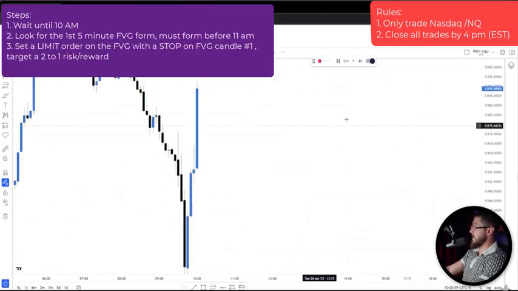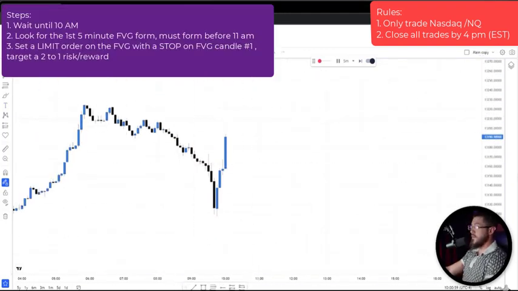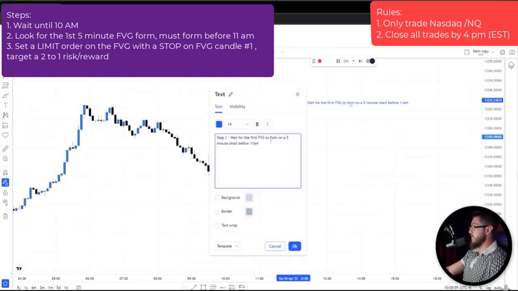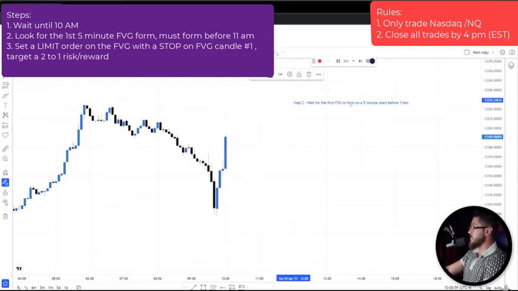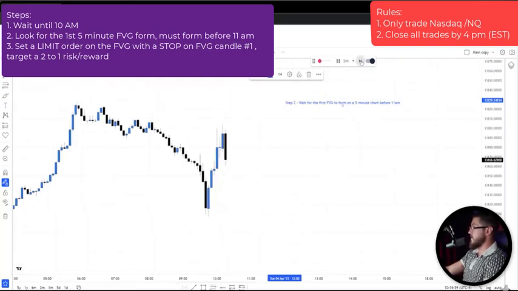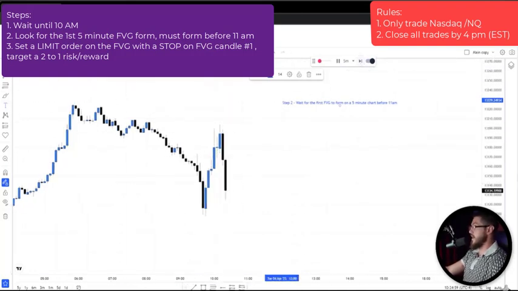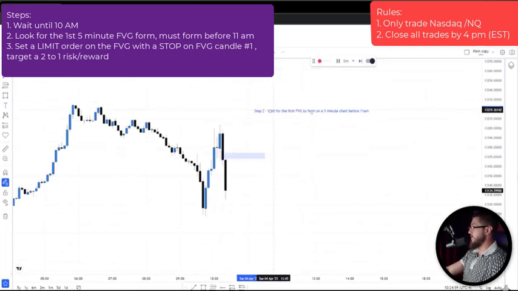So we went to the next day open, and all we're going to be waiting for after the first step is just to see a 5-minute fair value gap form, and it's going to be the very, very first 5-minute fair value gap, and it has to form before 11 a.m. That is it. So that's step 2. So let's see if we can get that. Let's see, no fair value gap yet. Okay, boom. We've got a fair value gap right here. So we are going to draw out that fair value gap.